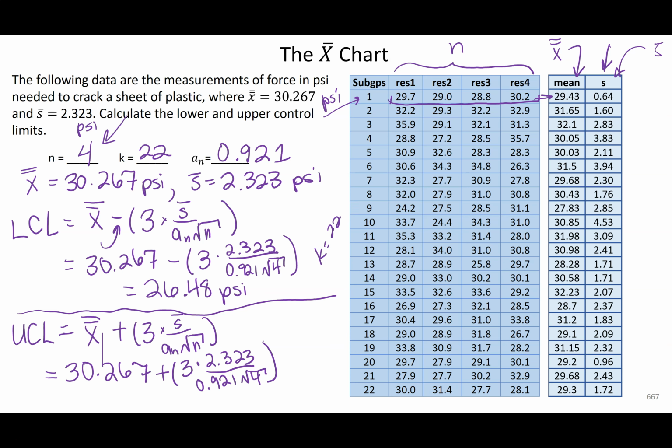Sorry, I'm running out of room just a little bit here. So that is going to be equal to 34.05 psi. So that means when I go ahead and make my control chart, I'm going to have some center line, but my lower line is going to be at that 26.48. My upper line is going to be at 34.05. So I just calculated where those control limits would be.